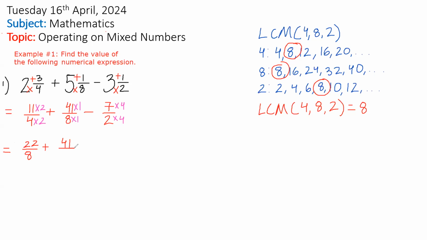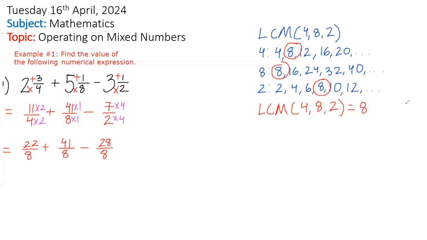And so it's going to be 41 over 8 minus 2 times 4, which is 8. Very good. And then 7 times 4 is 28. And so now we have 22 over 8 plus 41 over 8 minus 28 over 8. Okay. And what we could do is add first and then subtract, right? So let's add first.